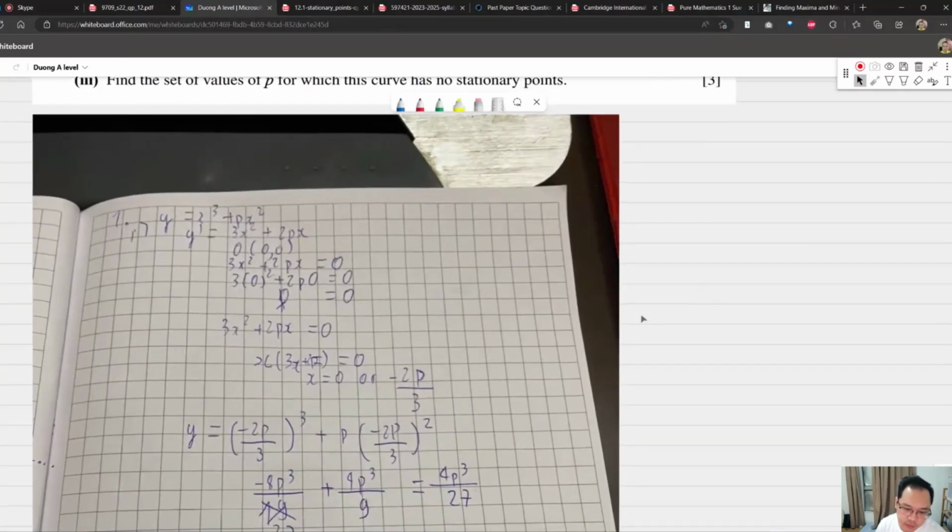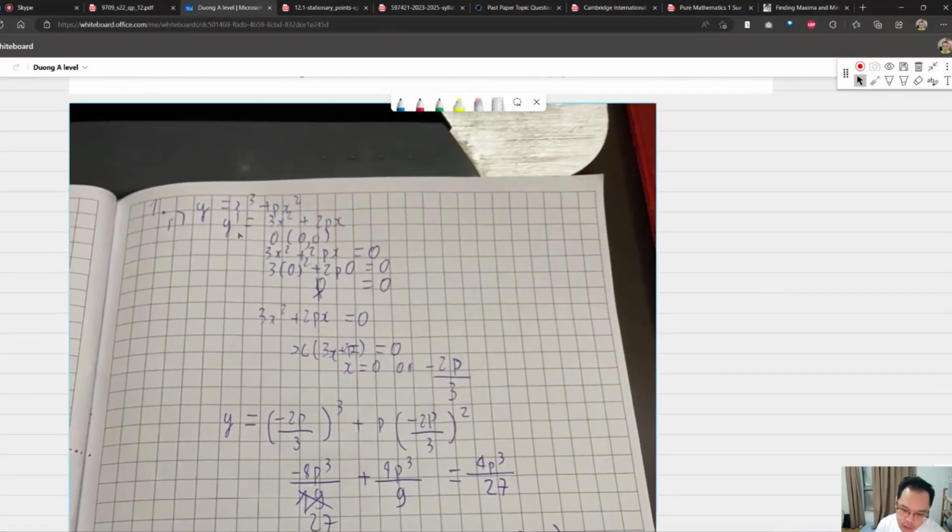The derivative of that function x cubed plus px squared, that is 3x squared plus 2px, that is correct. Letting this be 0, actually we don't need to do it this way, meaning plugging the value 0, 0 of the origin into this equation. We simply need to assume that the derivative is 0, which means 3x squared plus 2px is 0. We can make x the common factor: x(3x plus 2p) equals 0.